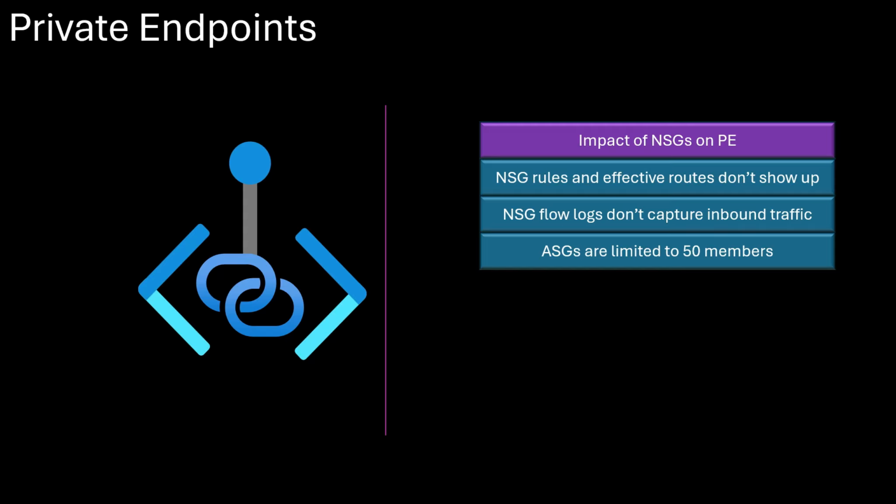See, NSGs allow you to control inbound and outbound traffic to your private endpoint. However, they have some limitations such as NSG rules and effective routes don't show up for private endpoints in the Azure portal. NSG flow logs don't capture inbound traffic to private endpoints. And application security groups are limited to 50 members per NSG when linked to a private endpoint. Since outbound traffic from a private endpoint isn't a valid scenario, NSG rules mainly help control inbound traffic.